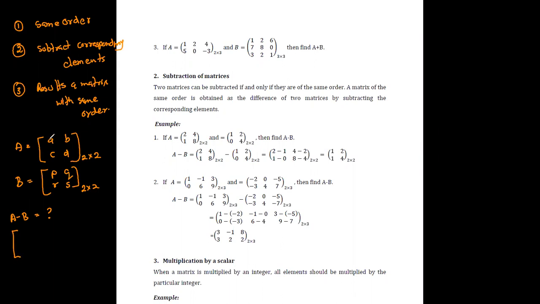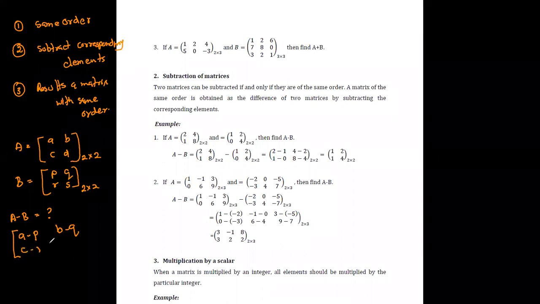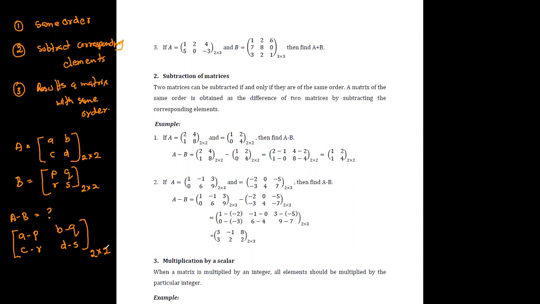Therefore, we can get A minus B by subtracting the corresponding elements. B has to be subtracted from A, because B is the quantity that we are going to subtract from matrix A. Therefore, we will get a minus p, b minus q, c minus r, and d minus s. This is how we get matrix subtraction.